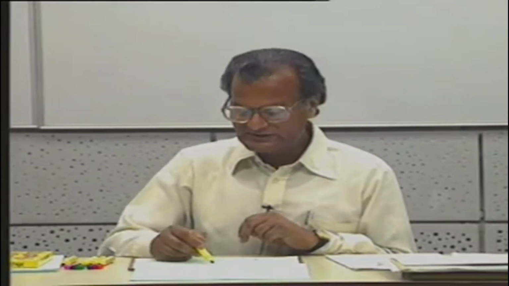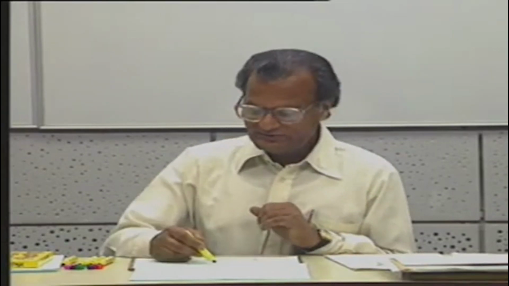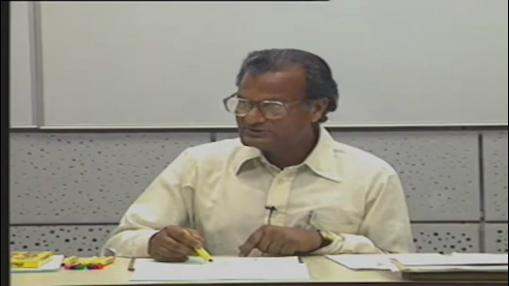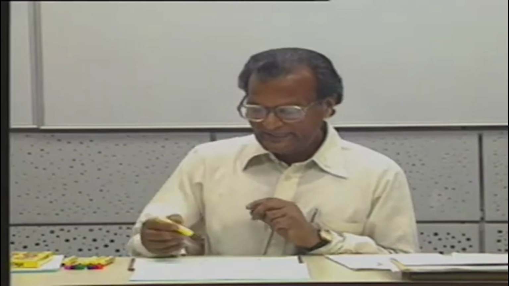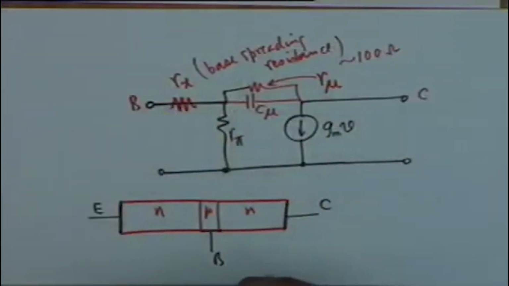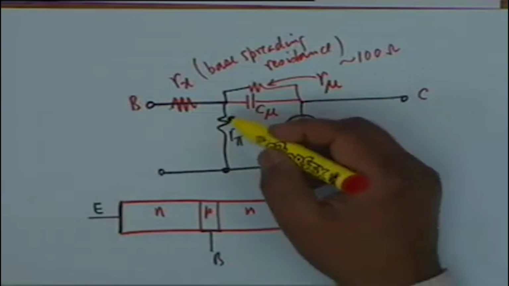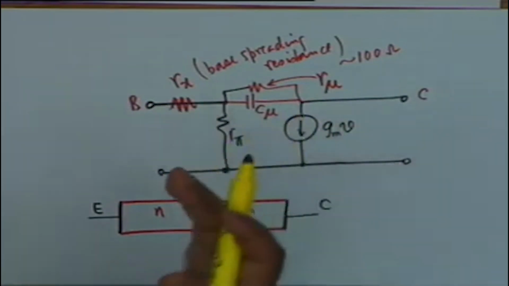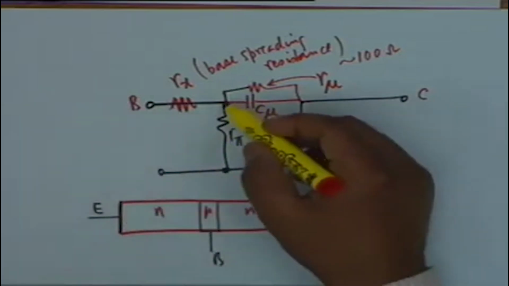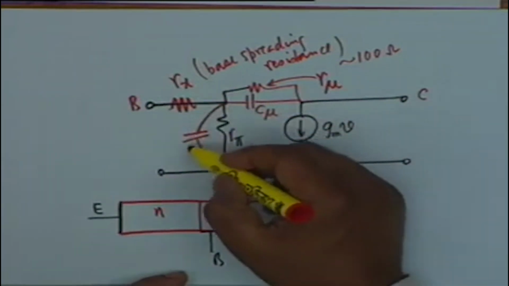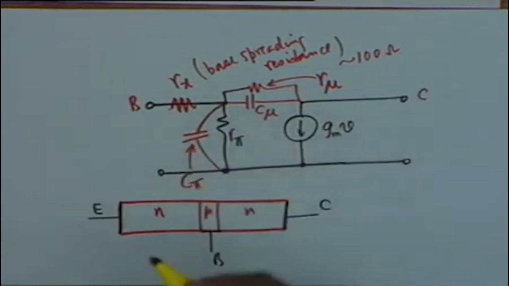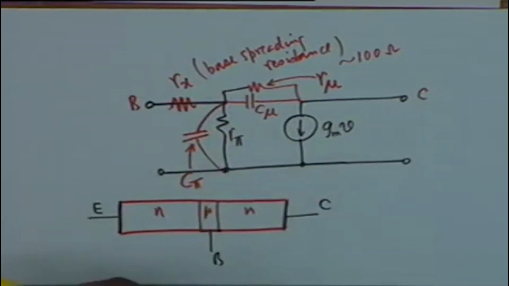At high frequencies, when C mu comes into consideration, it dominates, that is 1 by omega C mu is much smaller compared to R mu. So, R mu can usually be ignored, alright. In addition, you know the base emitter junction also contributes to a capacitor, alright. In the base emitter junction also, there is a separation of charges. So, there is a capacitance here also, and this capacitance is called C pi. The capacitance in parallel with R pi is called C pi, alright.